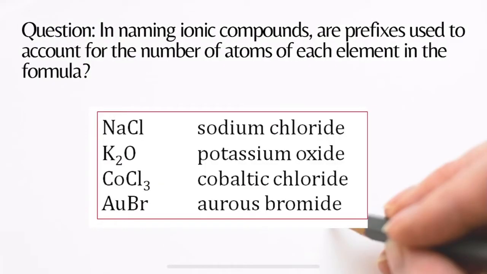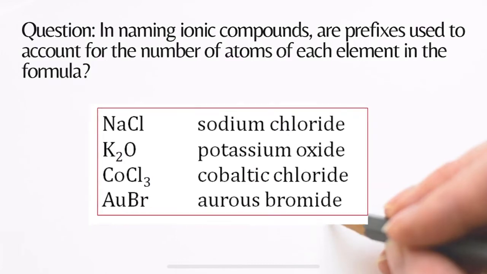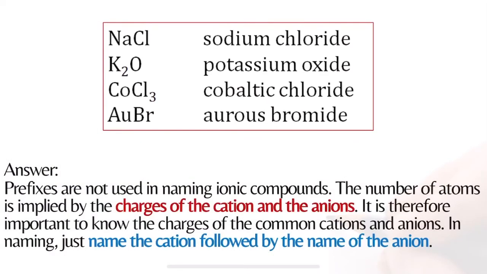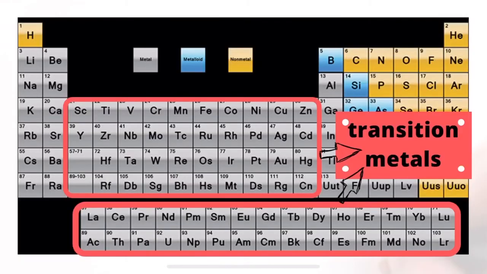Question: in naming ionic compounds, are prefixes used to account for the number of atoms of each element in the formula? Answer: prefixes are not used in naming ionic compounds. The number of atoms is implied by the charges of the cation and the anions. It is therefore important to know the charges of the common cations and anions. In naming, just name the cation followed by the name of the anion.